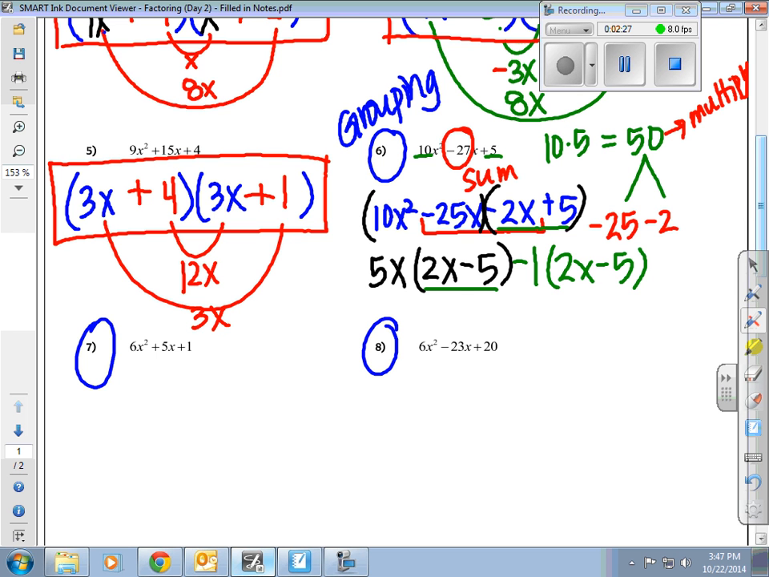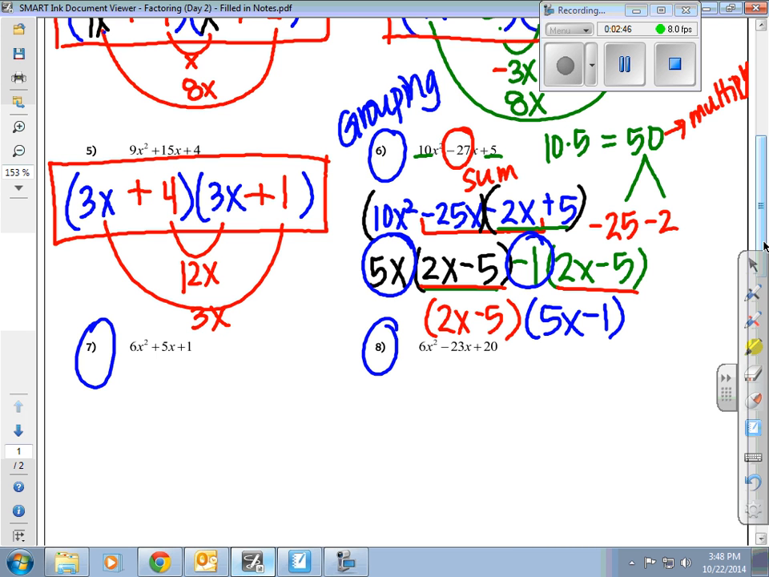Now I look at my new result, and I see that I have a 2x minus 5 and a 2x minus 5, so I can factor that out. I would have 2x minus 5 times whatever is left. And whatever is left here is 5x minus 1. This should have been what you got when you factored it using the reverse FOIL method. I do want to point out that this answer is exactly the same as if I were to write 5x minus 1 times 2x minus 5. Either one of those is correct, just so that we're all clear.